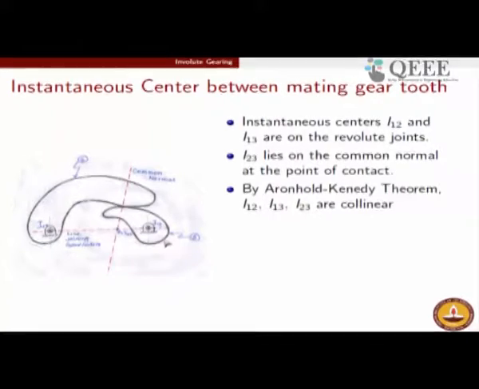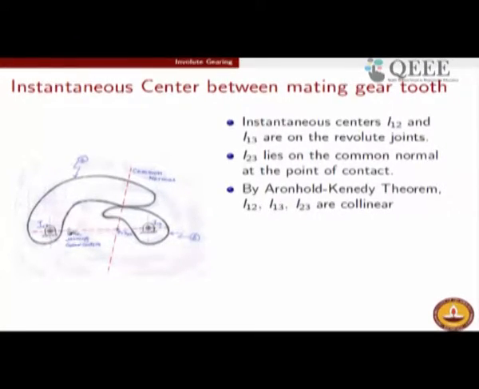So, in this case, the one that we are dealing with, we had exactly three bodies: two of them are the two gears and the third is the frame with reference to which the motion is taking place. So, there are three bodies, and by Aronhold-Kennedy theorem, the relative instantaneous centers among these three bodies, and obviously since there are three bodies, there are three relative instantaneous centers between them, namely I12, I13 and I23.